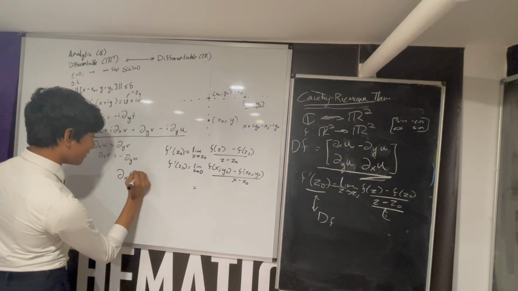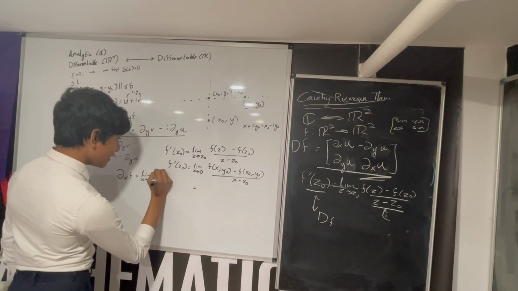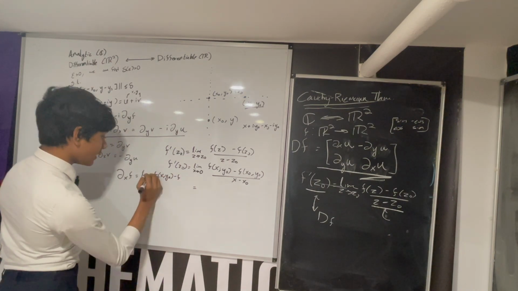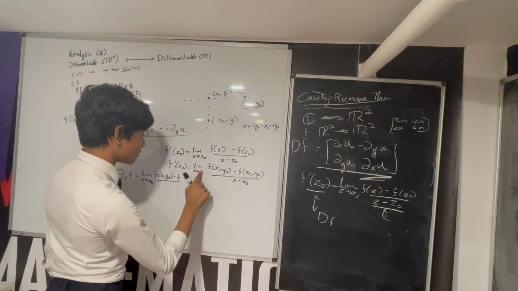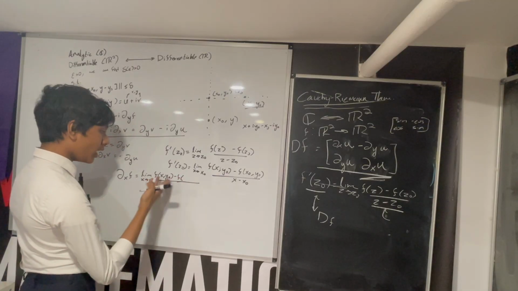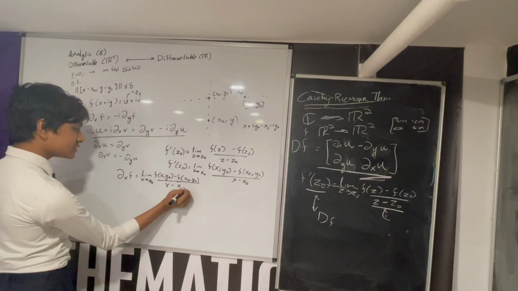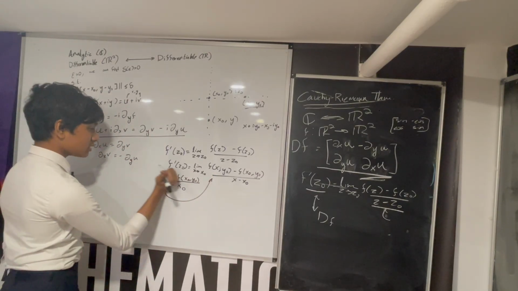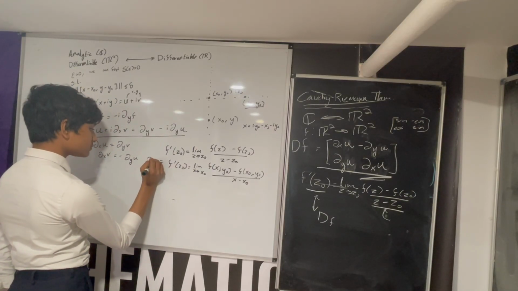Partial x of f is equal to the limit as x approaches x naught of f of x comma y naught minus f of x naught comma y naught divided by x minus x naught. These two are the exact same. Partial x of f is the exact same as f prime of z naught.